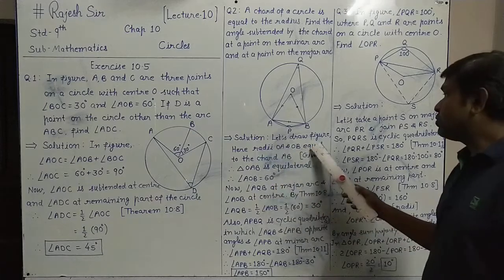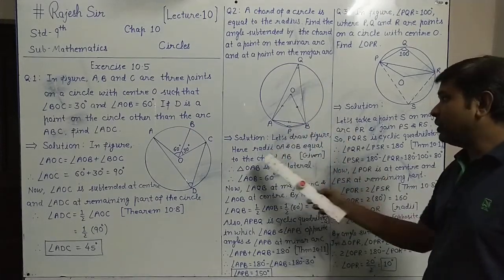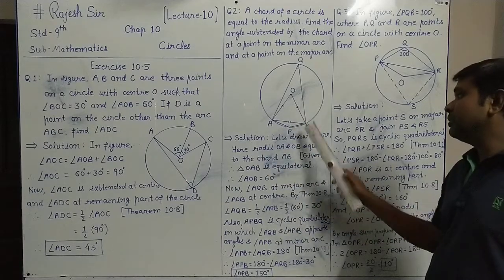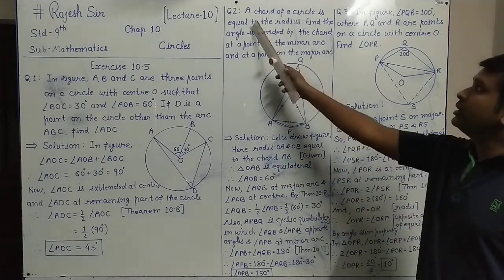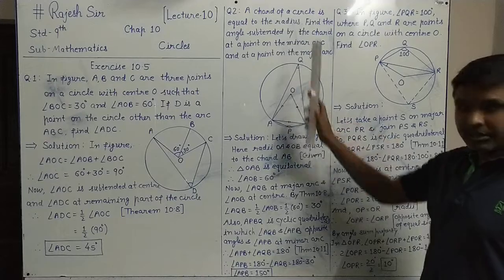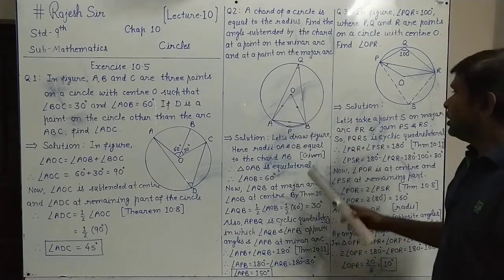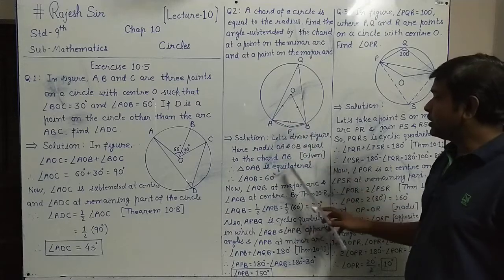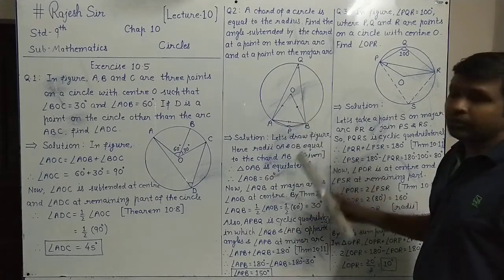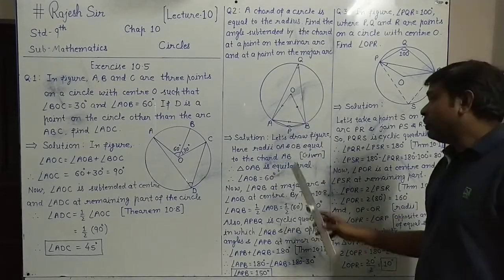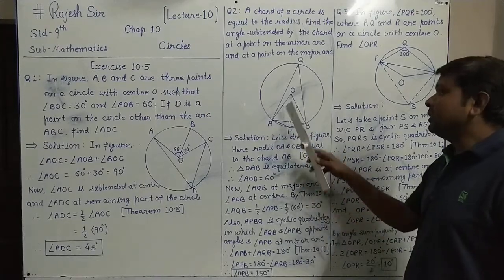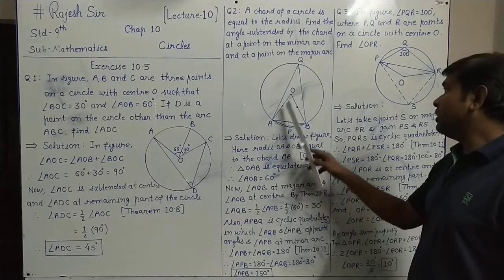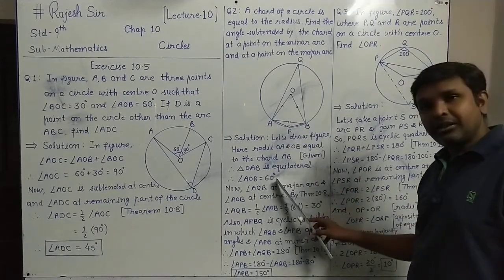So in the solution, let's draw the figure for the situation. Here radii OA and OB are equal to the chord AB, as given in the question, because the chord is equal to the radius. Therefore triangle OAB is equilateral because all three sides are equal, and in an equilateral triangle each angle is 60 degrees. So angle AOB equals 60 degrees.